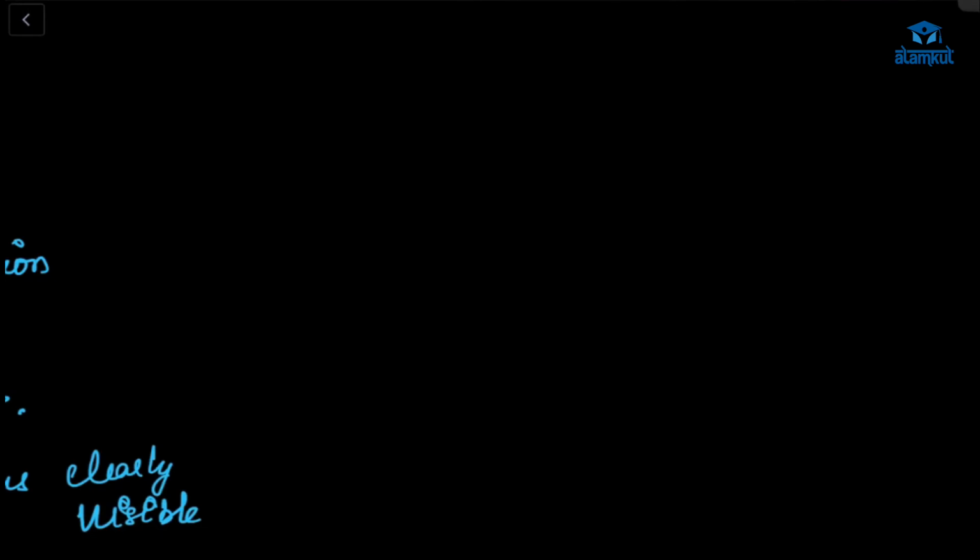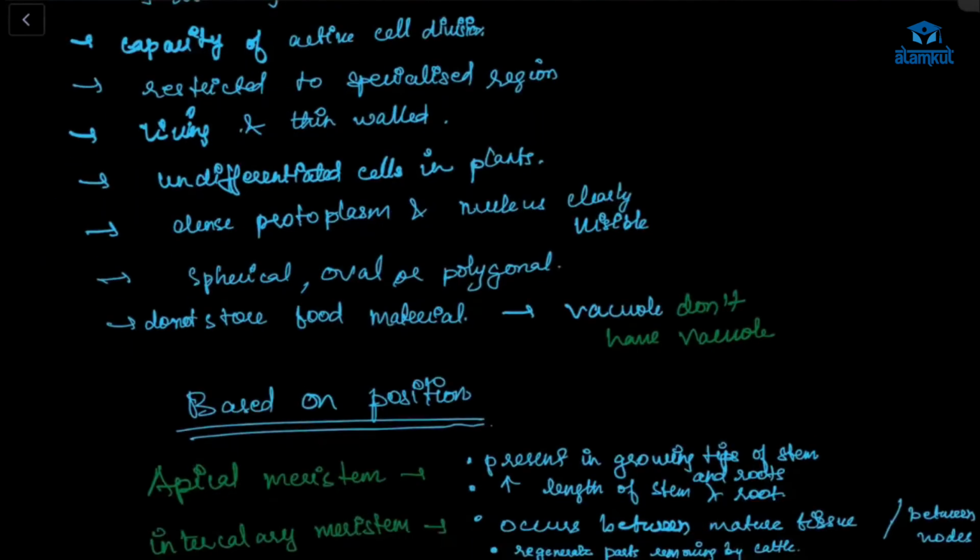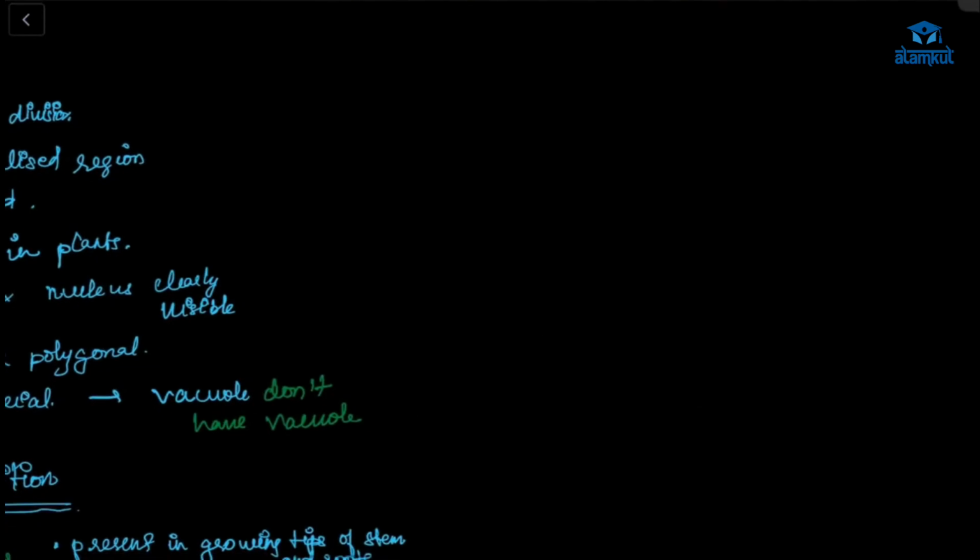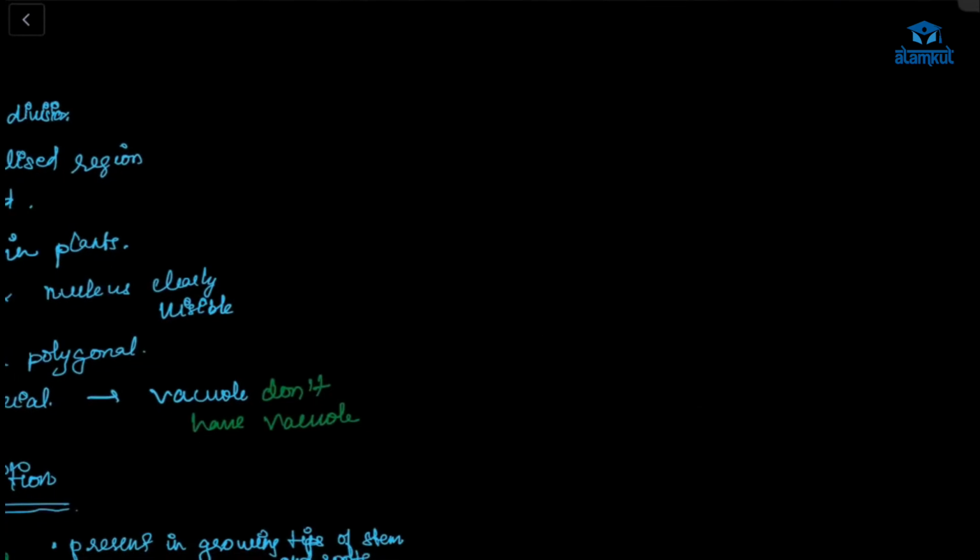Ma'am, in plants only meristematic tissues divide. Others they don't. Okay, that is the main thing, and they are undifferentiated. Yes, ma'am, undifferentiated. I was trying to say that. And what about the vacuoles? Ma'am, they don't have vacuoles. They are only specialized to divide.